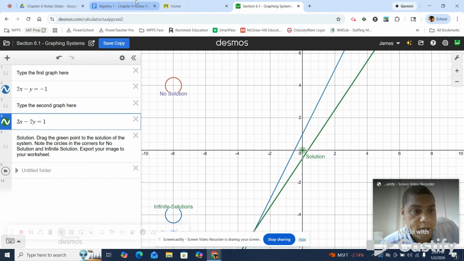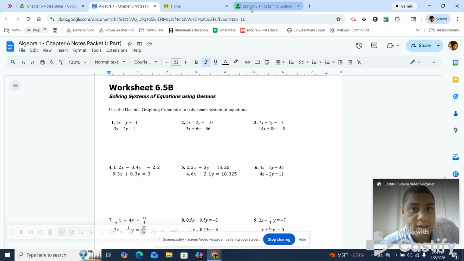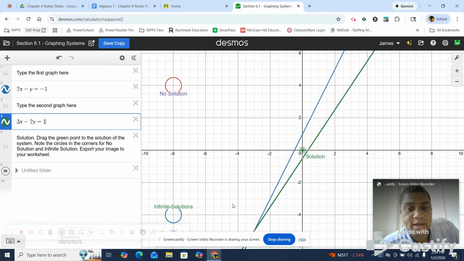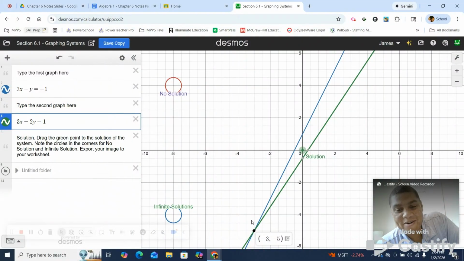Is that right? Did I do it right? I think I did it right. Yeah, I did it right. And I just got to see where these guys cross, right? And, right, it's right there. I'm already done. The whole problem. It's just (-3, -5). That's it. That's the whole thing.